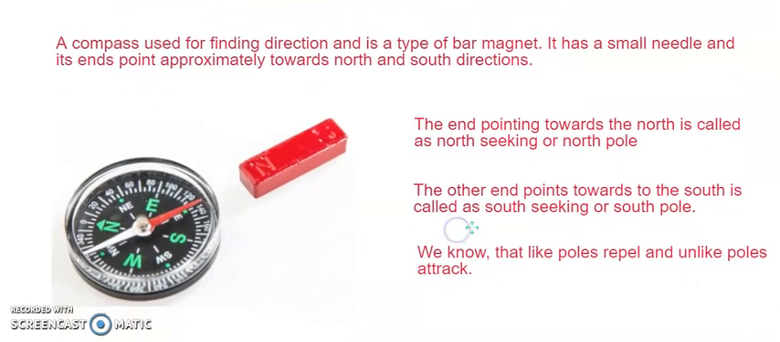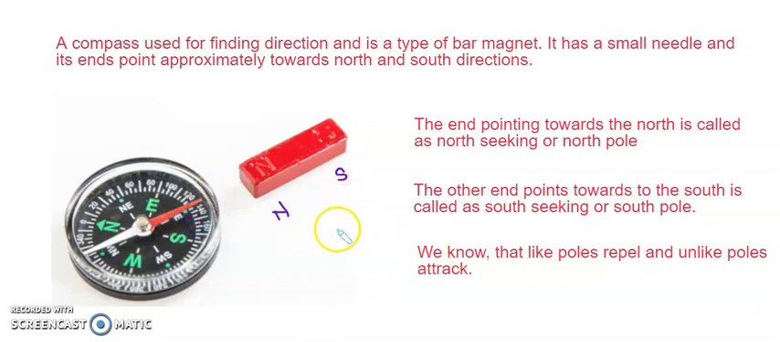Now, all of you have seen a compass. Nowadays, we have a compass in mobile phones also. The compass has all four directions and there is a needle placed inside the compass. A compass is also a type of bar magnet. It has a small needle and its ends point approximately towards the north and south direction. If you look at this magnet, it's a north here and a south here. So this needle of the compass is south.